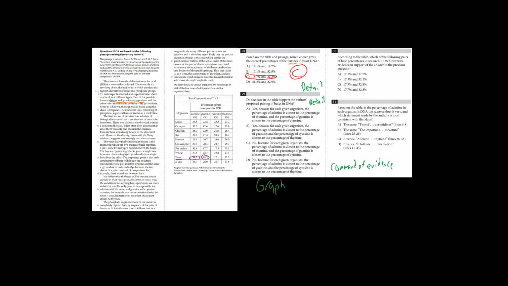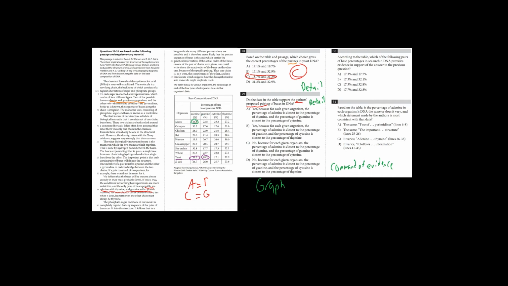Let's look at number 29. It says, do the data in the table support the author's proposed pairing of bases in DNA? So we're going to have to go ahead and first identify what the author's proposed pairing is. And if you go ahead and look at the fourth paragraph, the only pairs that are possible are adenine with thymine and guanine with cytosine. So they're saying A equals T and C equals G. These are relatively the same, but they're not always going to be precise. So let's go ahead and look at the table and see if that's true.